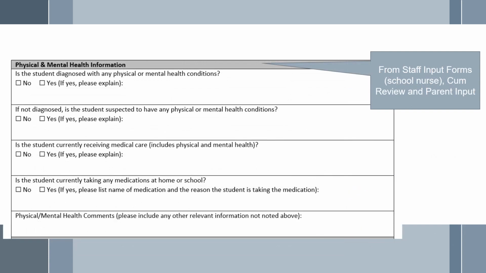The school nurse and/or a review of the student's cumulative file will typically provide information regarding a student's physical health, while the counselor or school psychologist may have information regarding mental health. The student's parent will also likely contribute to this section.